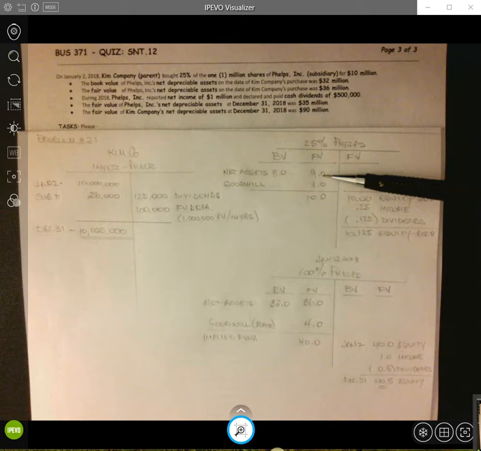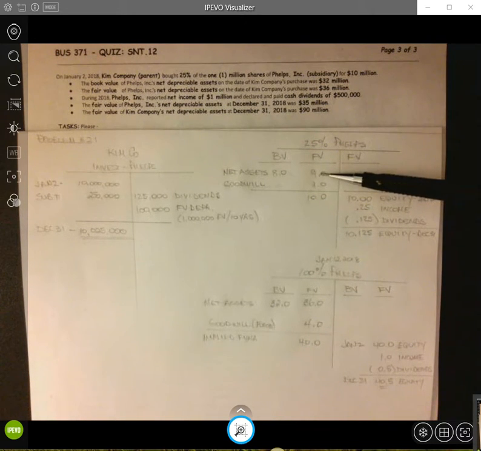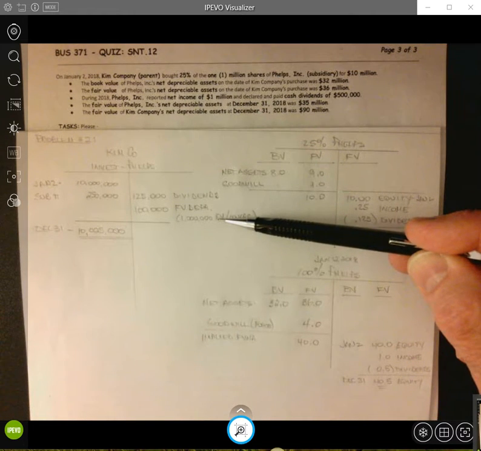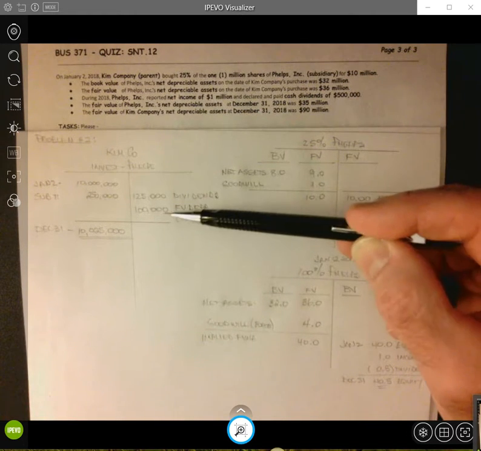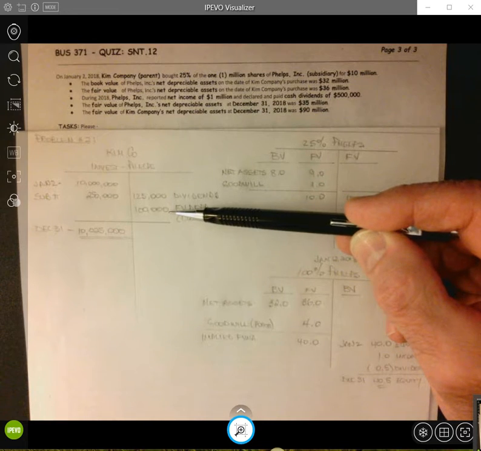Specifically, the parent paid $9 million for 25% of the assets. The subsidiary would have paid only $8 million for those 25% of the assets. So the parent paid $1 million more, which also should be depreciated. If these assets have a 10-year life, that means that $1 million excess paid divided by 10 years should be $100,000 of excess depreciation that would reduce the parent's income.